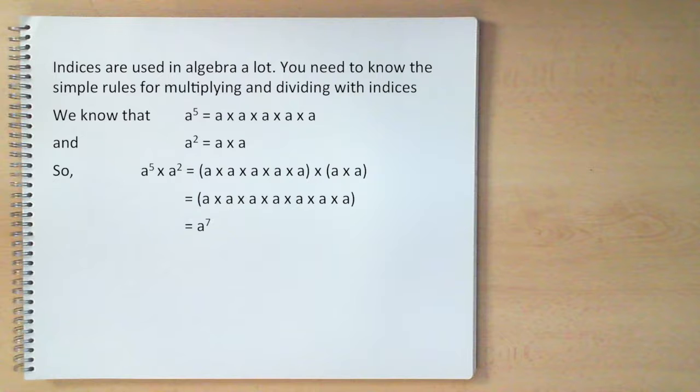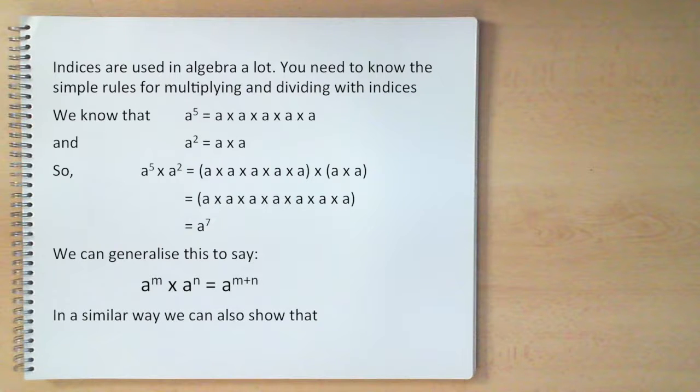We can make a general rule here that a to the power of m times a to the power of n is equal to a to the power of m plus n. We add the indices. So to multiply together 2 numbers where the base is the same, we add the indices together. In a similar way, we can show that a to the power of m divided by a to the power of n is equal to a to the power of m minus n. So that's our first 2 rules that we need to remember about indices, multiplying and dividing. To multiply we add the indices, to divide we subtract them.